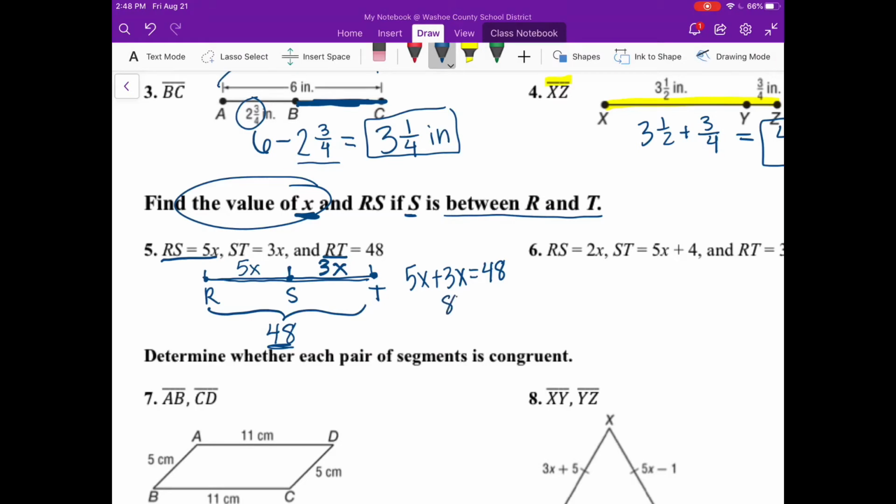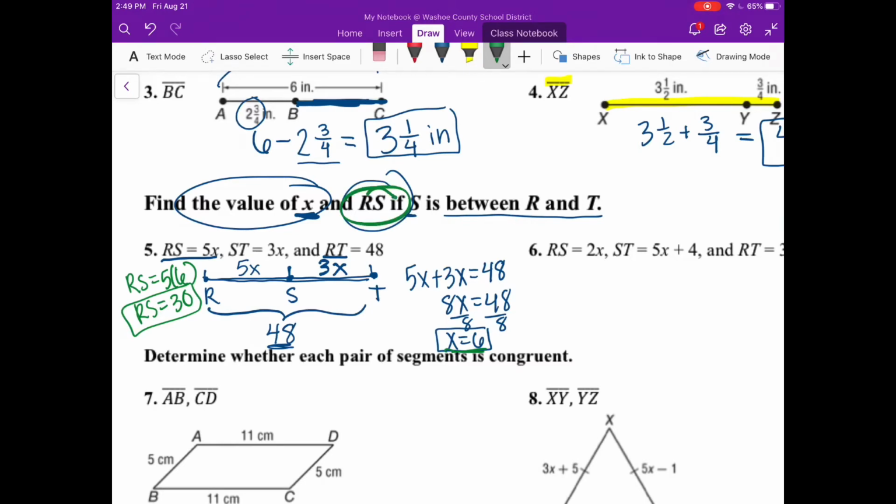So 5x plus 3x is 8x. Divide both sides by 8, so x comes out to be 6. The problem is also asking us to find RS, so we need to go back and substitute with the new value of x. Because RS is equal to 5x, I'm going to replace my x with 6. So RS is 30. So you need to be careful and make sure you're reading the full question. Make sure that if it's asking you for x and the segment, then you answer both parts.